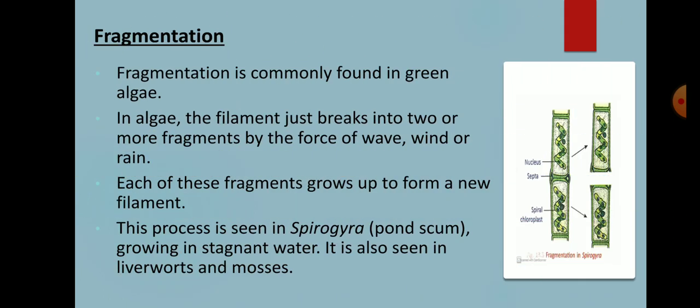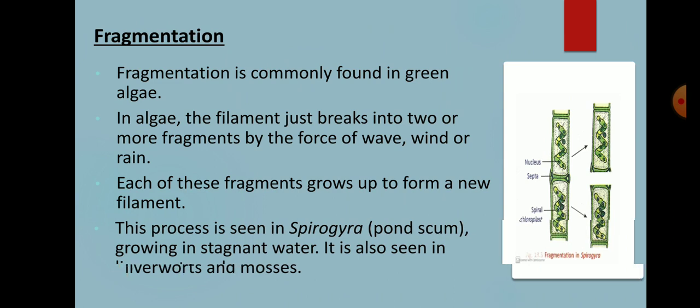The next method of asexual reproduction is fragmentation, and it is commonly found in the green algae. In the algae, the filament breaks into two or more fragments by the force of waves in the water, wind, or rain. Each of these fragments grows up to form a new filament. This process is seen in Spirogyra. In ponds, that green colored layer which appears is Spirogyra, growing in the stagnant water. It is also seen in liverworts and mosses.